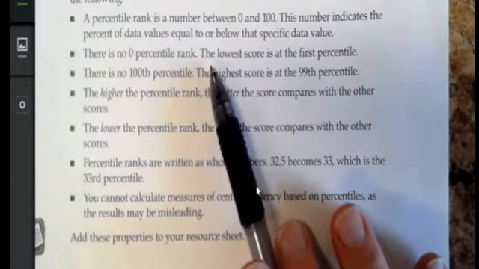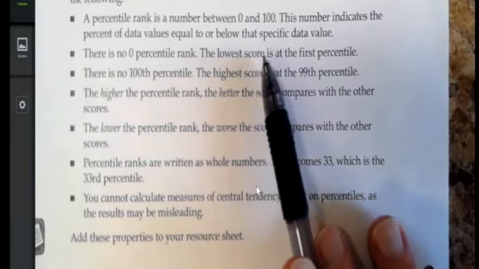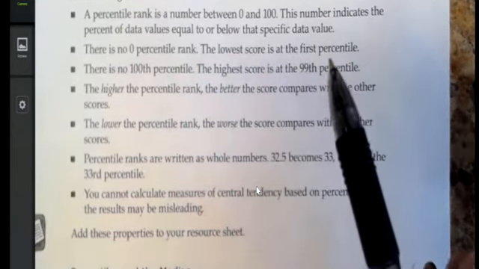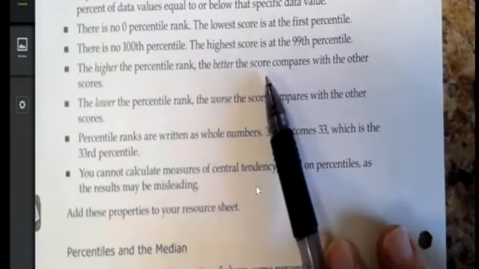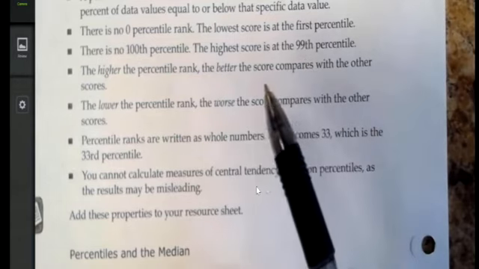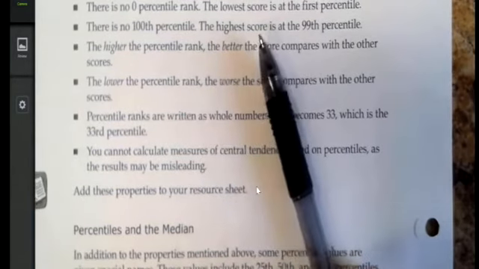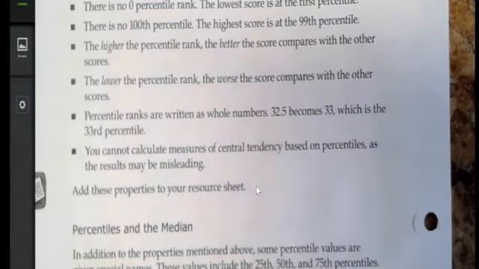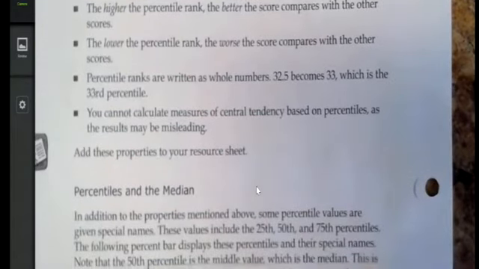There is no 0 percentile rank. The lowest score is at the first percentile, so the lowest score you can get is 1. There is no 100 percentile. The highest you can get is a 99. The higher the percentile rank, the better the score compares with the other scores. The lower the percentile rank, the worse the score compares with the other scores.